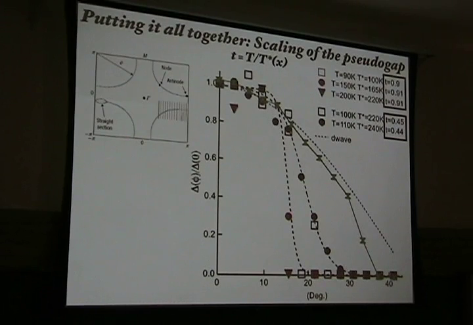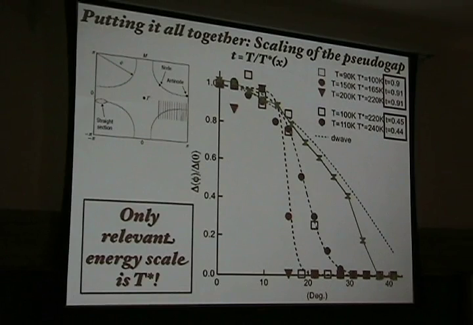So it seems to us that the energy scale is T star. This is not some other energy scale. It's not some other ordering phenomenon. This is the same ordering phenomenon as superconductivity, because the gap in superconductivity also scales with T star, right? We're talking about the gap here. This is a gap. So that's the only relevant energy scale, which was a surprise to us, because why isn't TC an energy scale? Well, we don't know the answer, but the data's there.